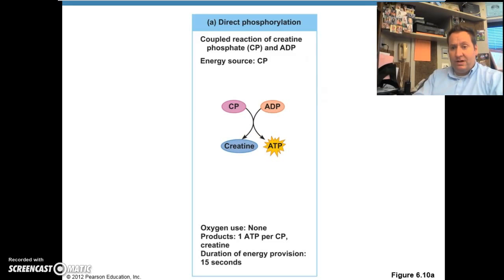Creatine is what we're going to produce as a result of this, and a lot of times you'll urinate some of this stuff out as well. But you can see this energy duration is going to last about 15 seconds. So after we go through this 15 seconds, now we have to find another way to produce ATP.